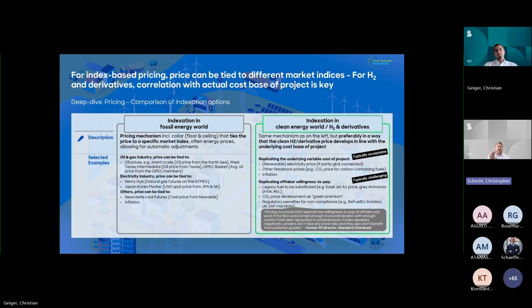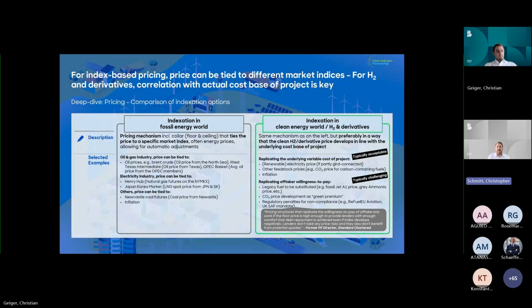So, for example, if you have a project where part of the electricity that you source for the electrolyzer comes from the grid, and you have a variable power price in the grid, then of course it makes sense also from the project standpoint to index your price to a certain degree to this fluctuating power price in the market, because it drives the cost structure of your project. If it goes down, your hydrogen becomes cheaper to produce. If it goes up, it becomes more expensive.